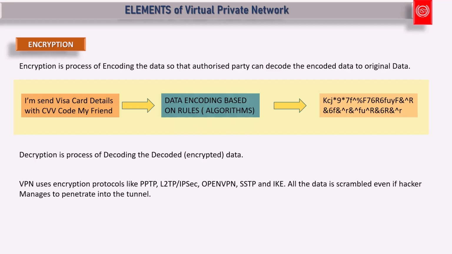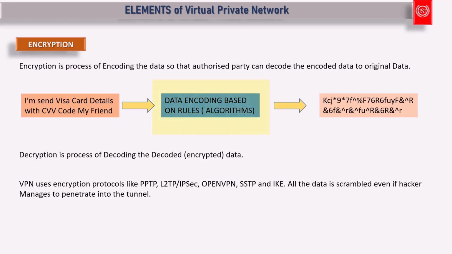If the data is not encrypted, and if some hacker manages to sniff my network data, he can get all the details of my bank account or the Visa card details that I am sending, and it imposes a very big threat to me, right? So data encryption is very much important when you are doing sensitive transactions on the internet. And this encoding is based on certain rules, and these rules are called algorithms.